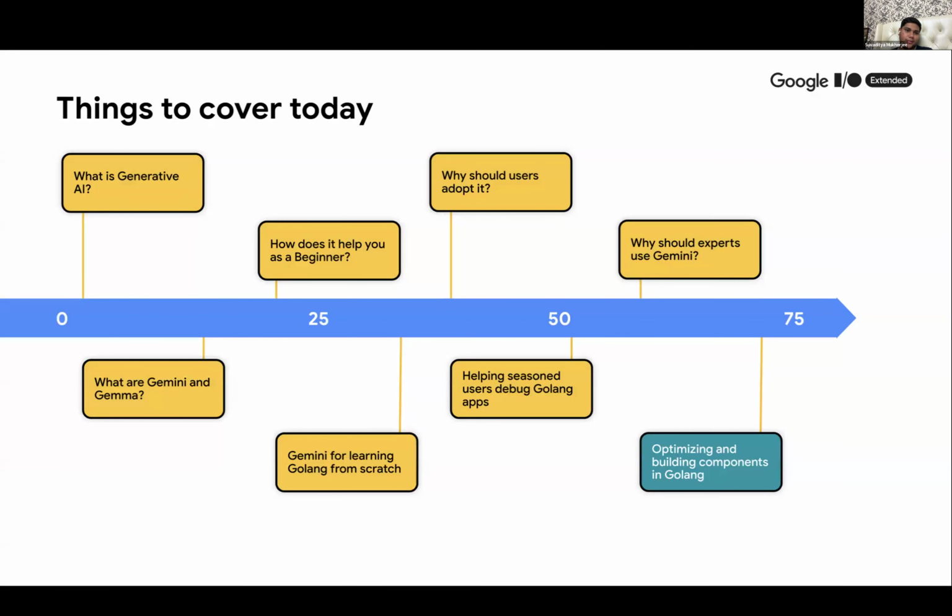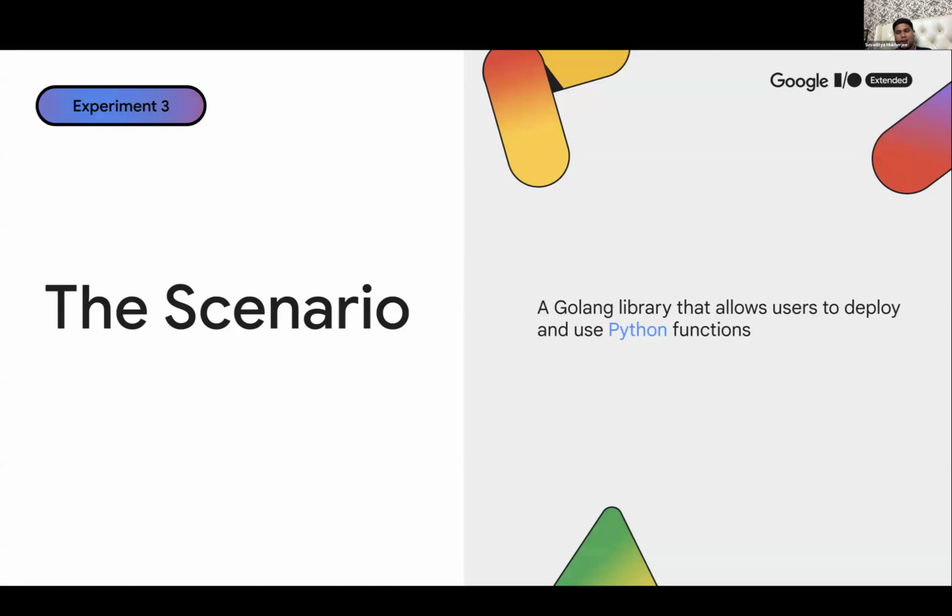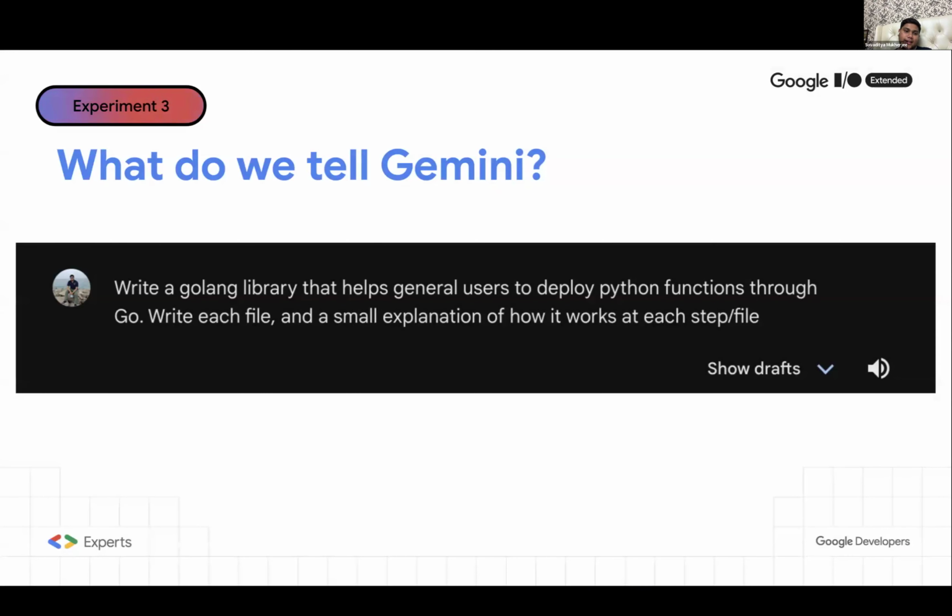Now let's talk about that. How do you actually build out components using Golang, or rather optimize them as well? Creating new applications from scratch using Gemini. Let's talk about the scenario. It's very simple. I thought of it because since I come from a machine learning standpoint, I thought, okay, hey, what if there was a Golang library that allows users to just work with Python functions right from scratch? So I tell Gemini, hey, write a Golang library that helps general users to deploy Python functions through Go. Write each file and a small explanation of how it works at each step or file.